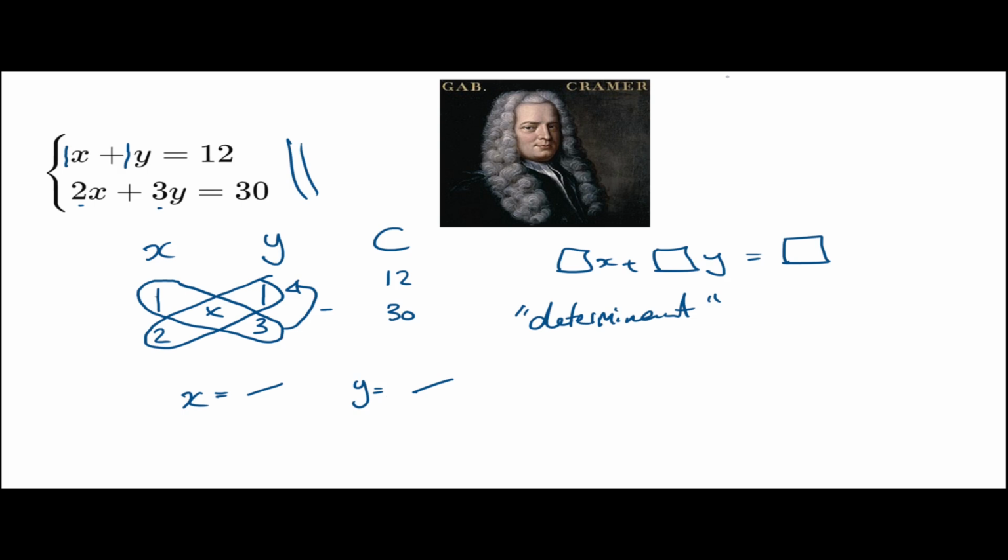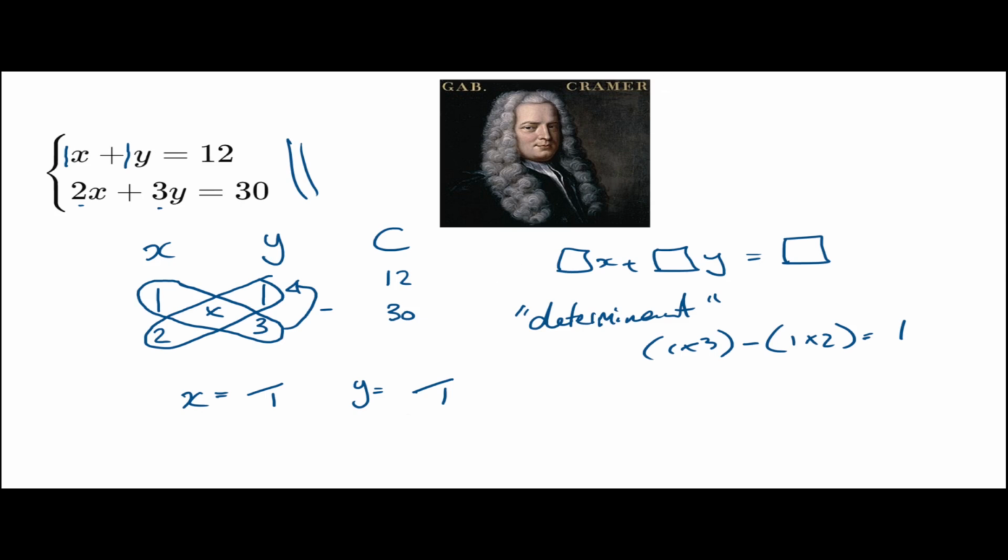So let's find that determinant. 1 times 3 is 3, minus 1 times 2. Hopefully you don't need a calculator for that. 3 minus 2 is 1. So far so good. So our determinant there, we're going to put 1.